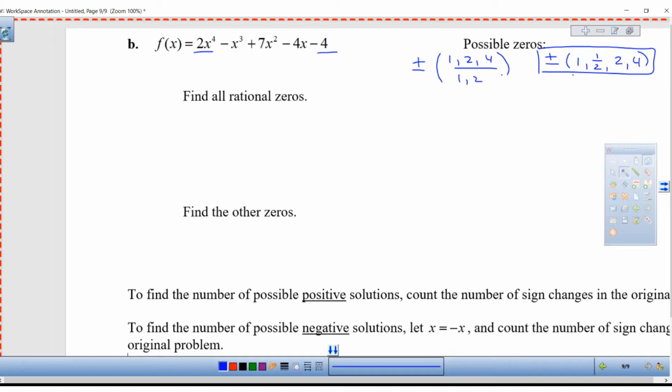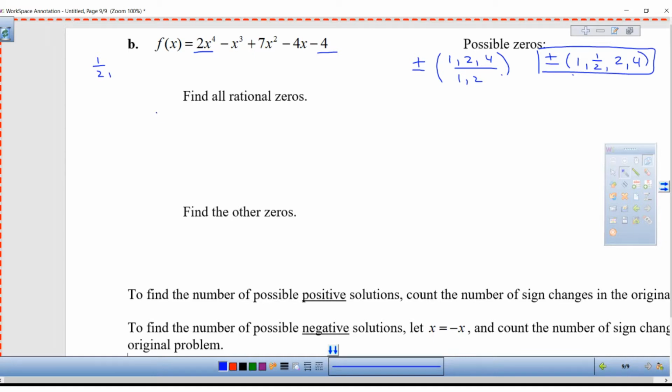So I go 0.5 store, enter. Then I go 2 memory bar, enter, raise it to the 4th, minus memory bar, enter, raise it to the 3rd, plus 7 memory bar, enter, x squared, minus 4 memory bar, enter, minus 4, enter, and it did not work. Now I'm going to keep track right here. Okay, I'm going to do a negative 1/2. Negative 0.5, store, enter, up, enter, and it worked.